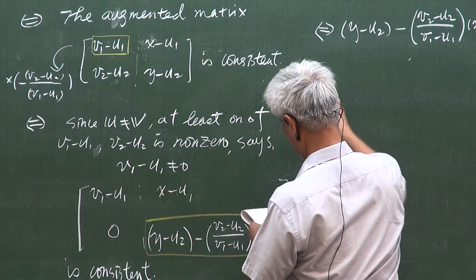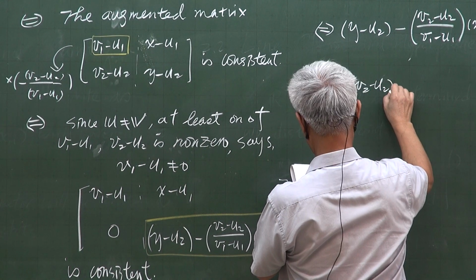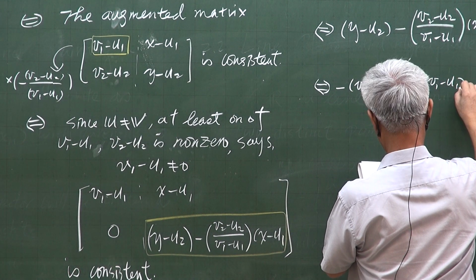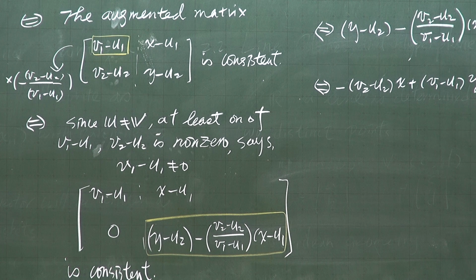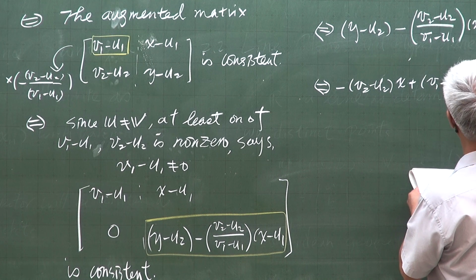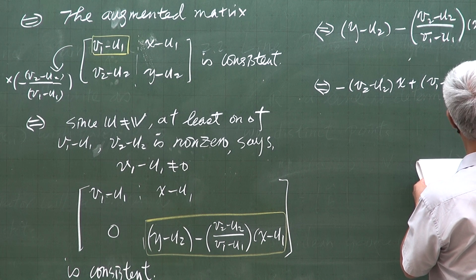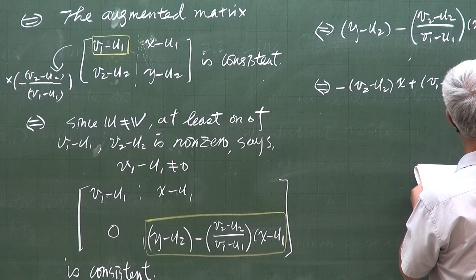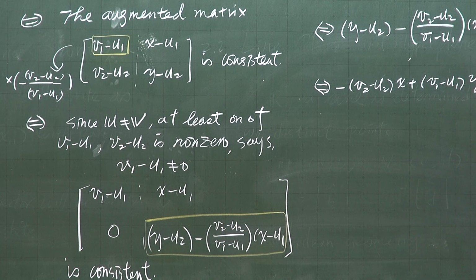And I will simplify it. Collecting terms in x and y, this equals v1 u2 minus v2 u1.